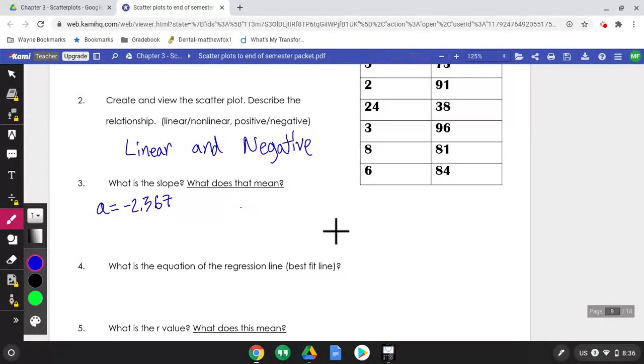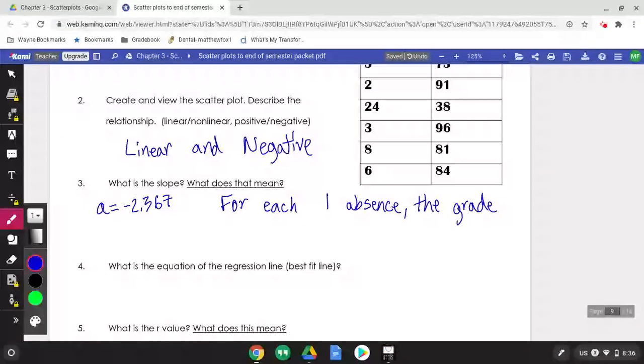Now, let's go ahead and write that. Just so we know, that's not like a punishment from the teacher. That's just saying, based on this data, we are able to calculate that, not that everyone's grade always drops like that, but if we follow the patterns of the data, kind of on average between all of the different people, it appears that their grade is lower as they miss more days. It begins to drop the more they miss. So for each one absence, the grade drops by 2.367%.